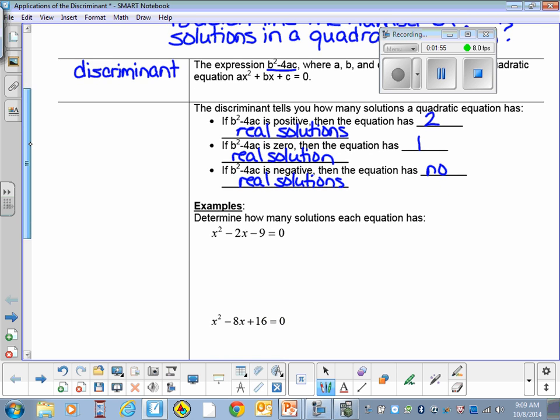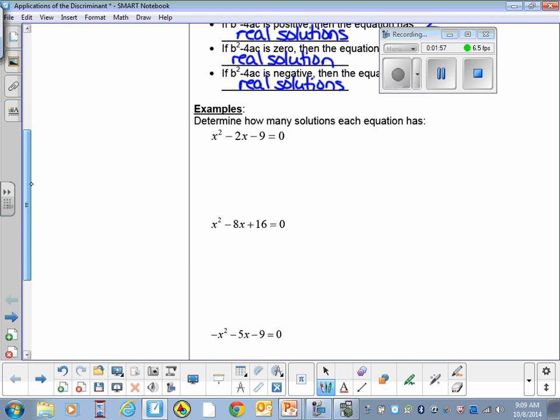So let's take a look at this. The first thing I'm going to do with these problems is identify A, B, and C. A equals 1, B equals negative 2, C equals negative 9. So my discriminant is b squared minus 4ac. So that's going to be negative 2 squared minus 4 times 1 times negative 9.